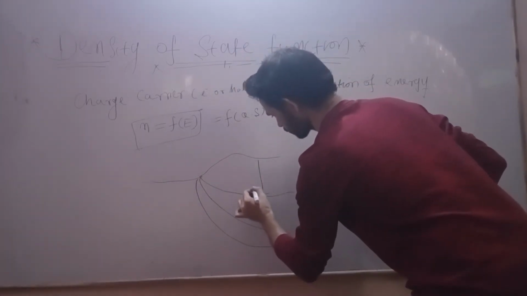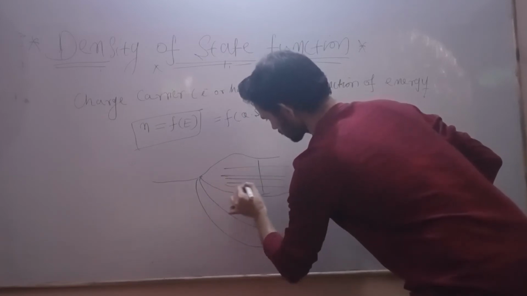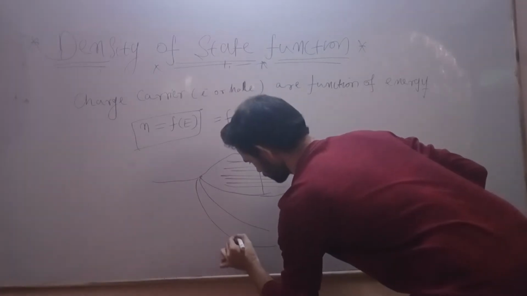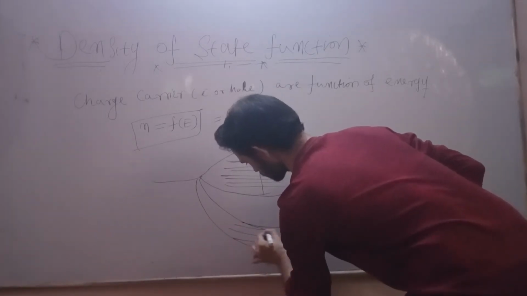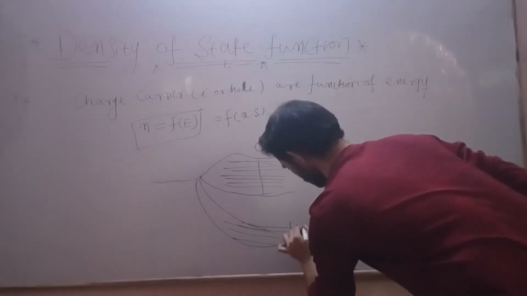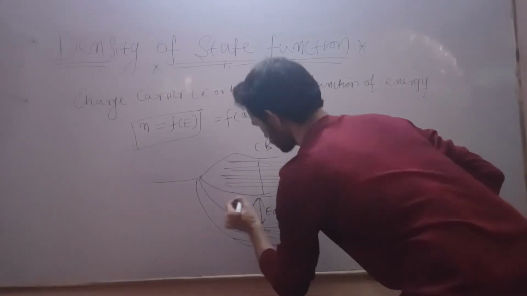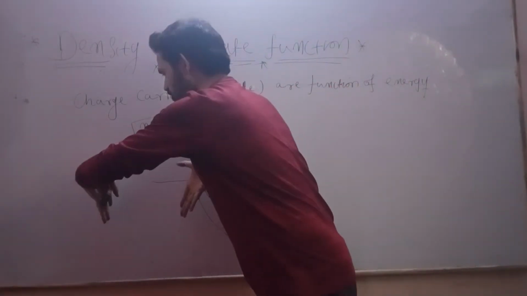So this is what? Energy level. Okay. So this is what? Conduction band. Yes, conduction band, and this is my valence band. This is what? Energy band gap. So now what happens during the formation of crystal?